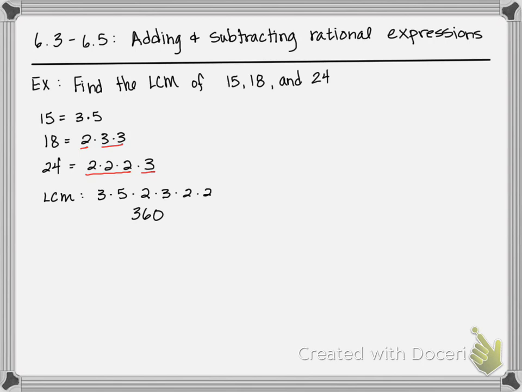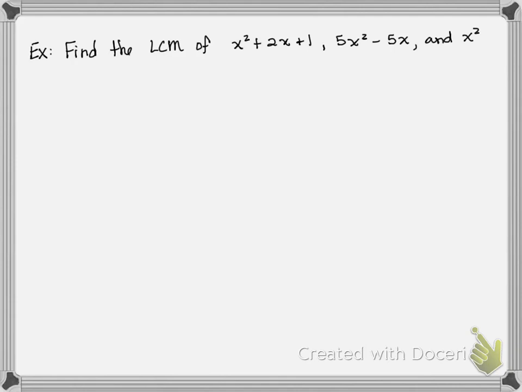So now we're going to do it with polynomials. So we're going to find the LCM of, say, x squared plus 2x plus 1, 5x squared minus 5x, and x squared minus 1.